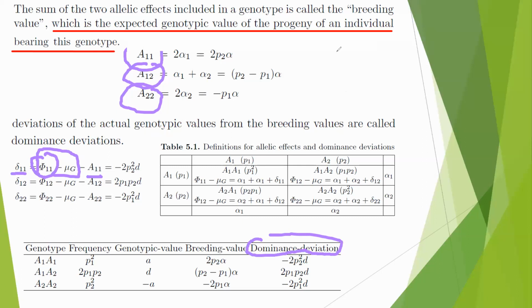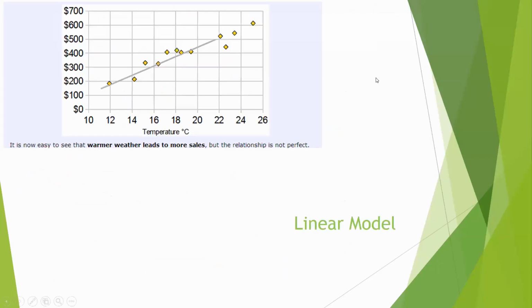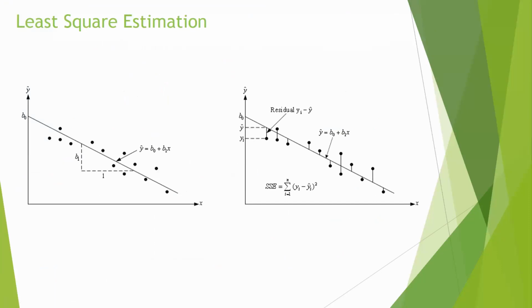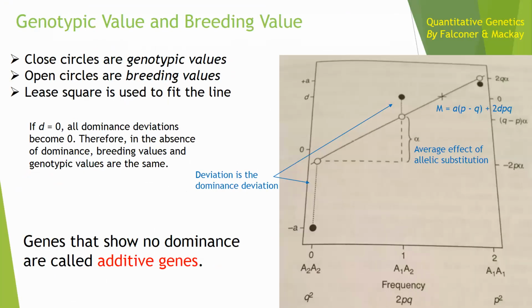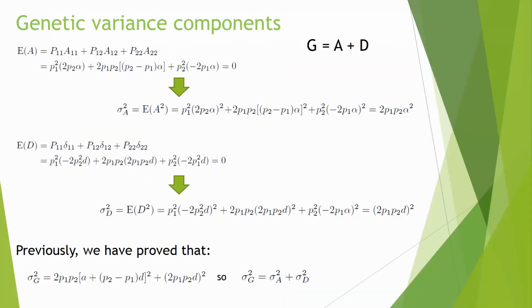Okay, so this was what we learned last time. Let's continue today. We talk about the linear model and the least squares. So we're going to revisit this part today.